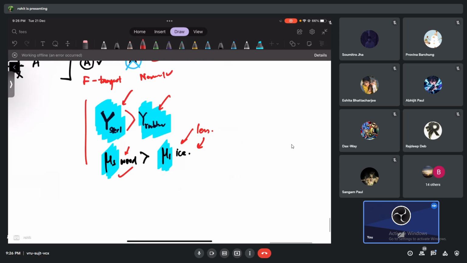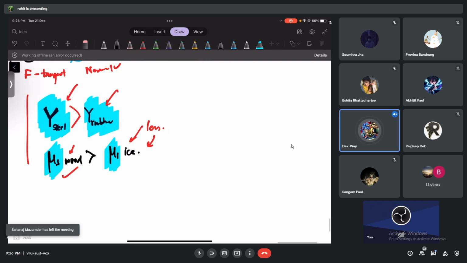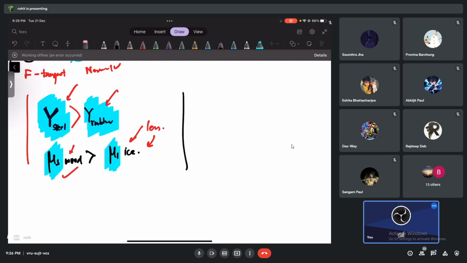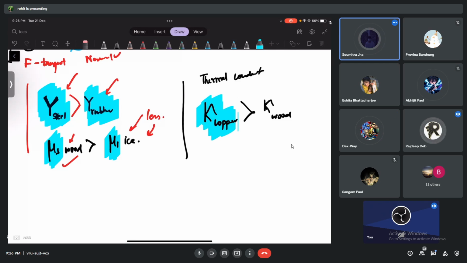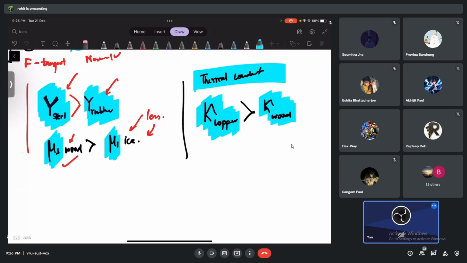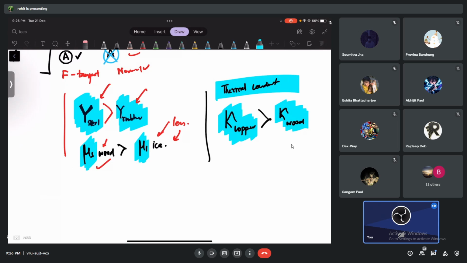Then what else? Have you ever heard about anything else which tells you the property of a material? Imagine I have a property called thermal conductivity. Have you heard about that? Thermal conductivity of copper is much greater than thermal conductivity of wood. What does it mean? Already you can understand. Who conducts heat more? Copper compared to wood. That's why we have copper cooking utensils, or maybe other metals. We don't cook in wood.